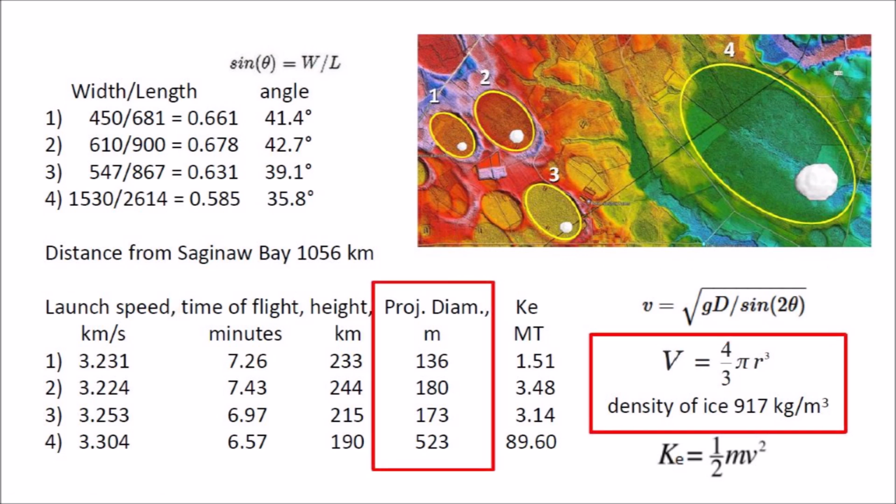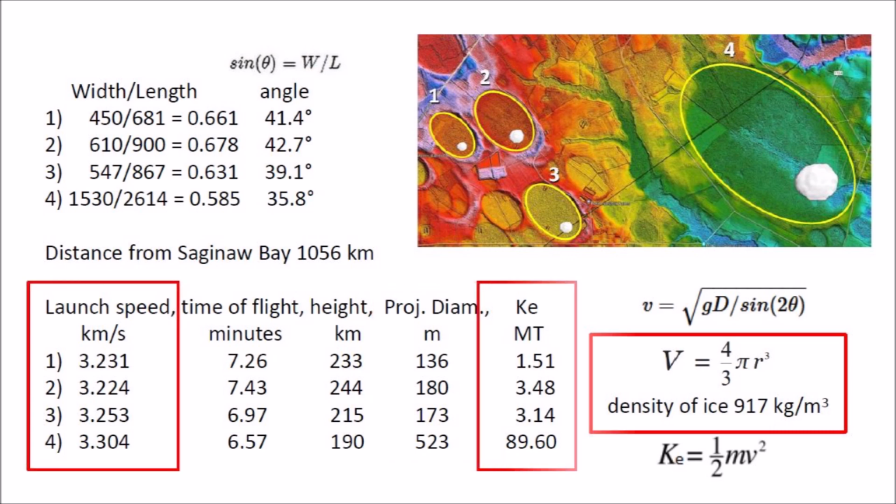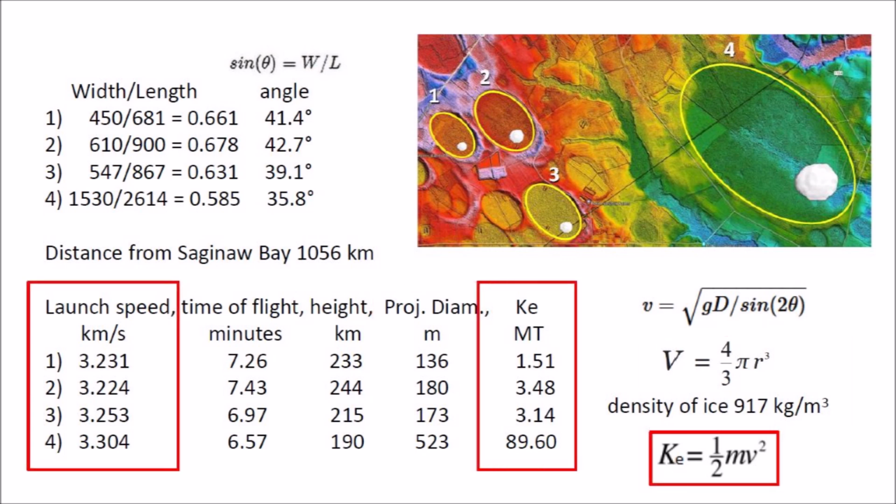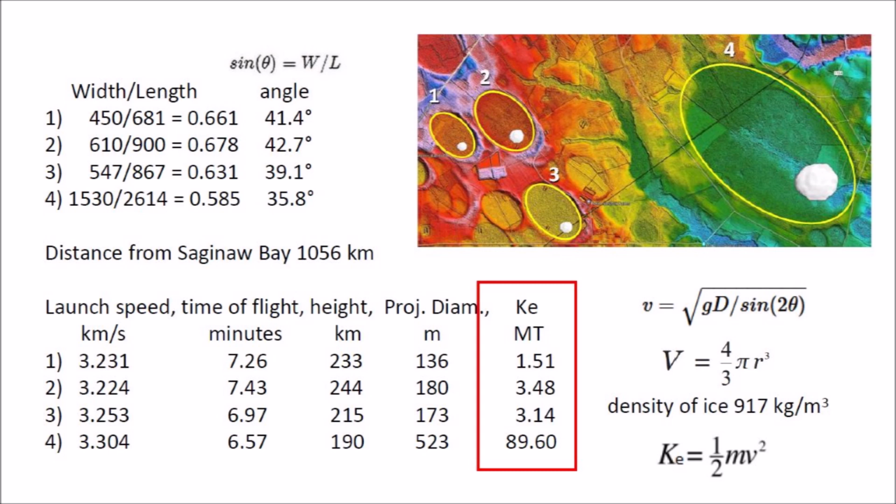We can determine the mass of the ice projectiles by calculating their volume and multiplying by the density of ice. Finally, we can calculate the kinetic energy of the impact using the mass of the ice projectile and its velocity. Notice that all the energies for these 4 bays are in the megaton range. The small bay number 1 was formed by energy equivalent to 1.51 megatons. This is 100 times the energy of the bomb dropped on Hiroshima.